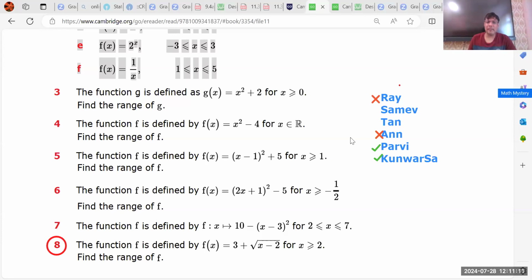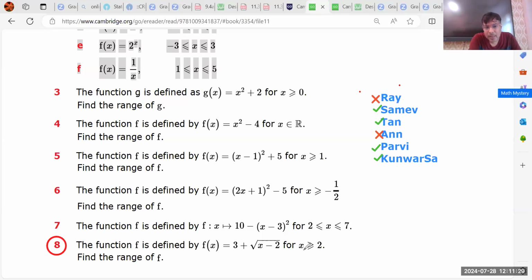So that's why I tell everyone to unmute. So now Kovarsa unmuted, he is giving correct answers. Tanish has unmuted, now he gave the correct answer. So Anvi and Ray, now it's your chance guys to unmute.